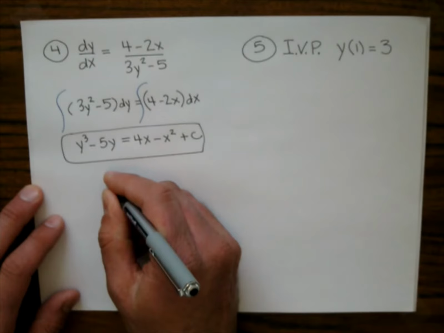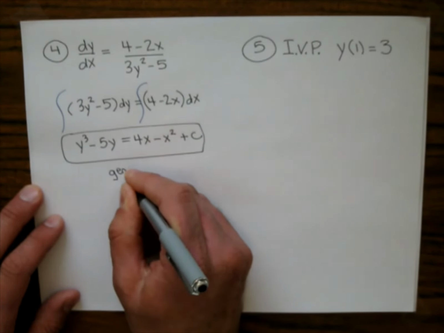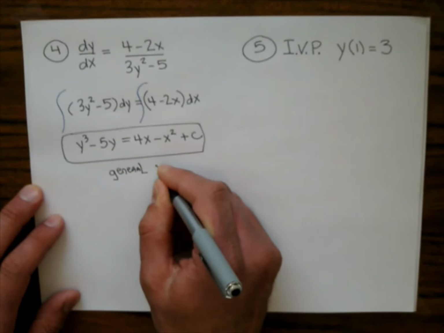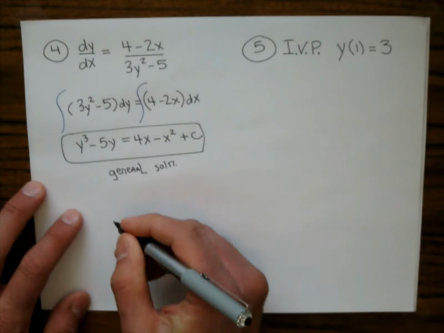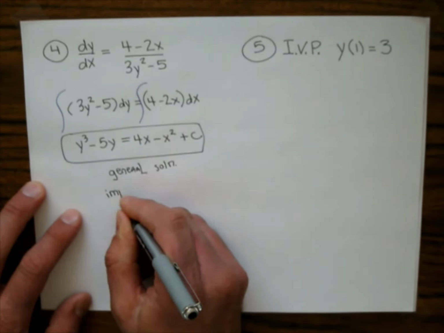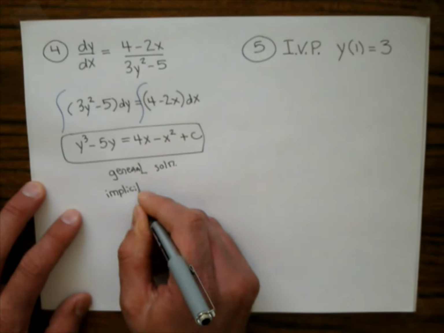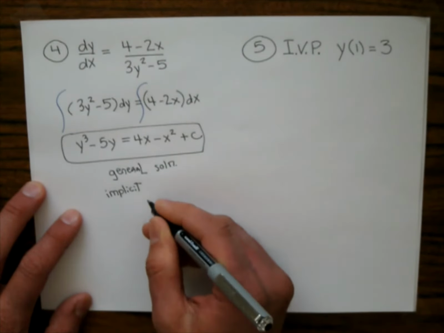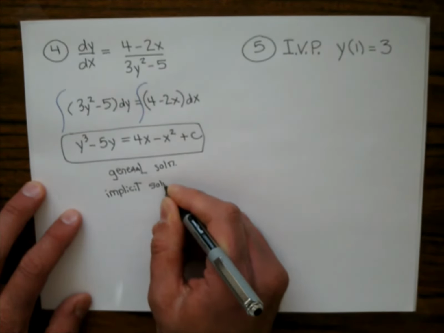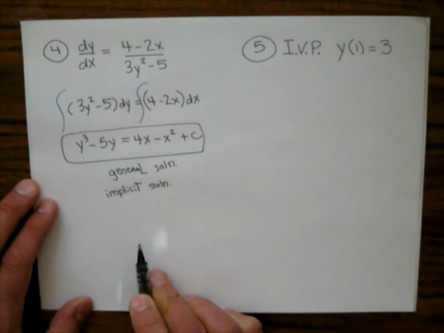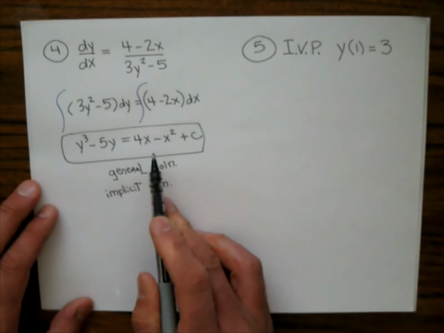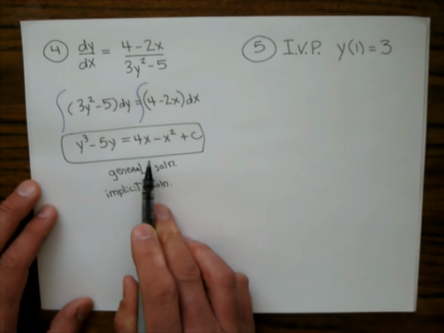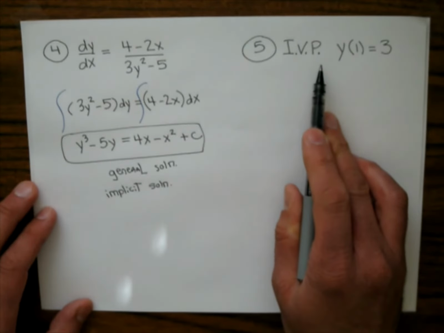Now this is still a general solution, because it has a c, but it's not explicit anymore. It's not solved for y. You might remember this word from calculus: implicit. So this is an implicit solution. And implicit solutions do have a disadvantage. First of all, you can't write it as a function. We'll show you the picture of some of the family members after we do the IVP.